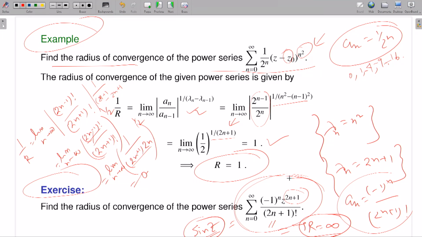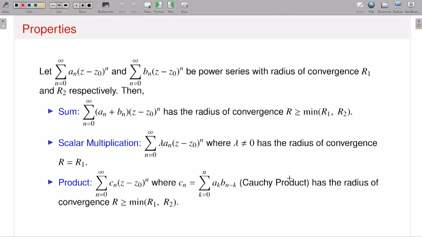But in an exam or in a tutorial, if you identify that you are given a power series with a gap, then you have to use this formula to calculate the radius of convergence. A couple of properties, I'm not going to prove them, okay? For example, if you have two power series, sum of a_n times z minus z naught to the n, and sum of b_n times z minus z naught to the n, then the sum is also a power series. Its radius of convergence is greater than or equal to the minimum of the radii of convergence of each individual, R1 and R2.